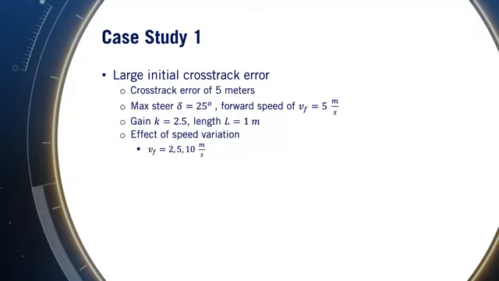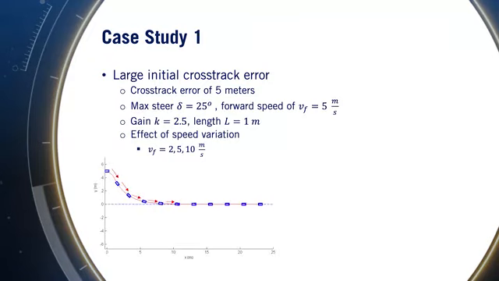We'll set the vehicle wheelbase length to 1 meter for simplicity, and the gain k will be set to a value of 2.5. This was selected based on chosen parameters for the simulation and some trial and error testing. The simulation shows how the Stanley controller corrects for a large cross-track error and converges to the desired path.